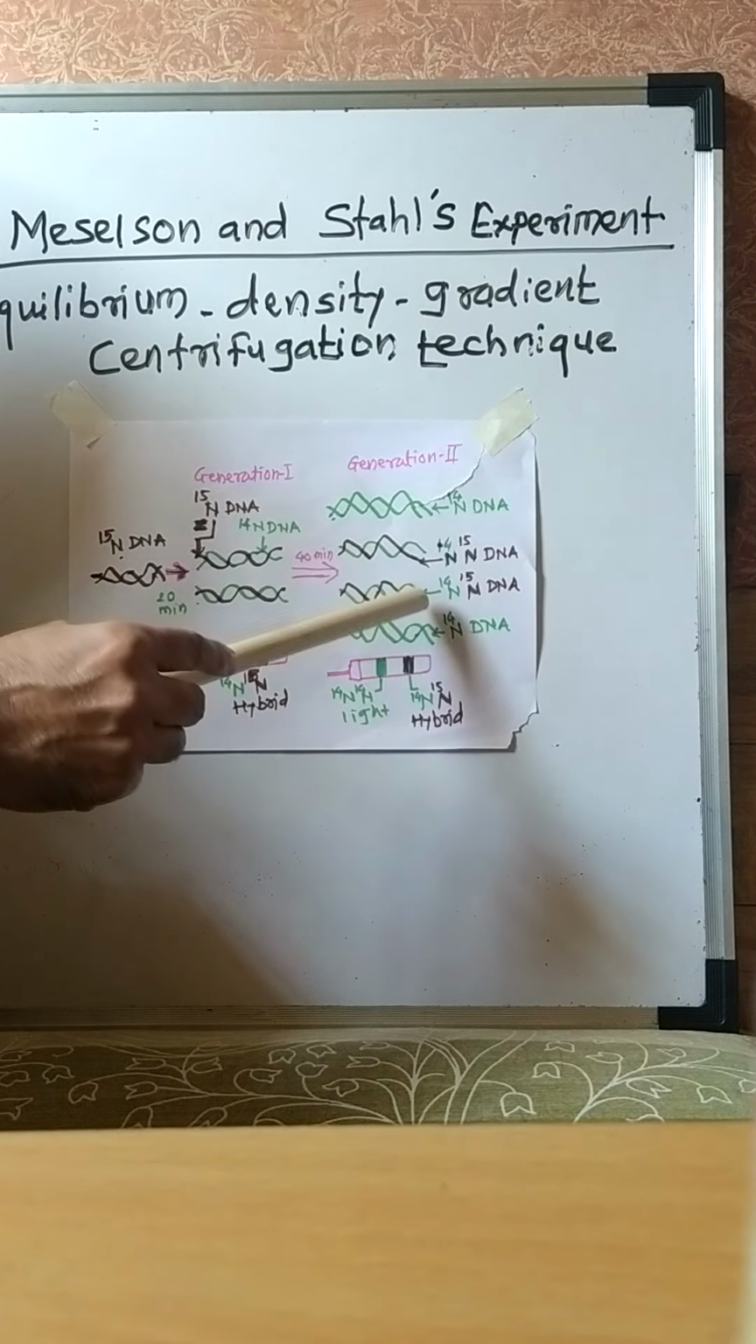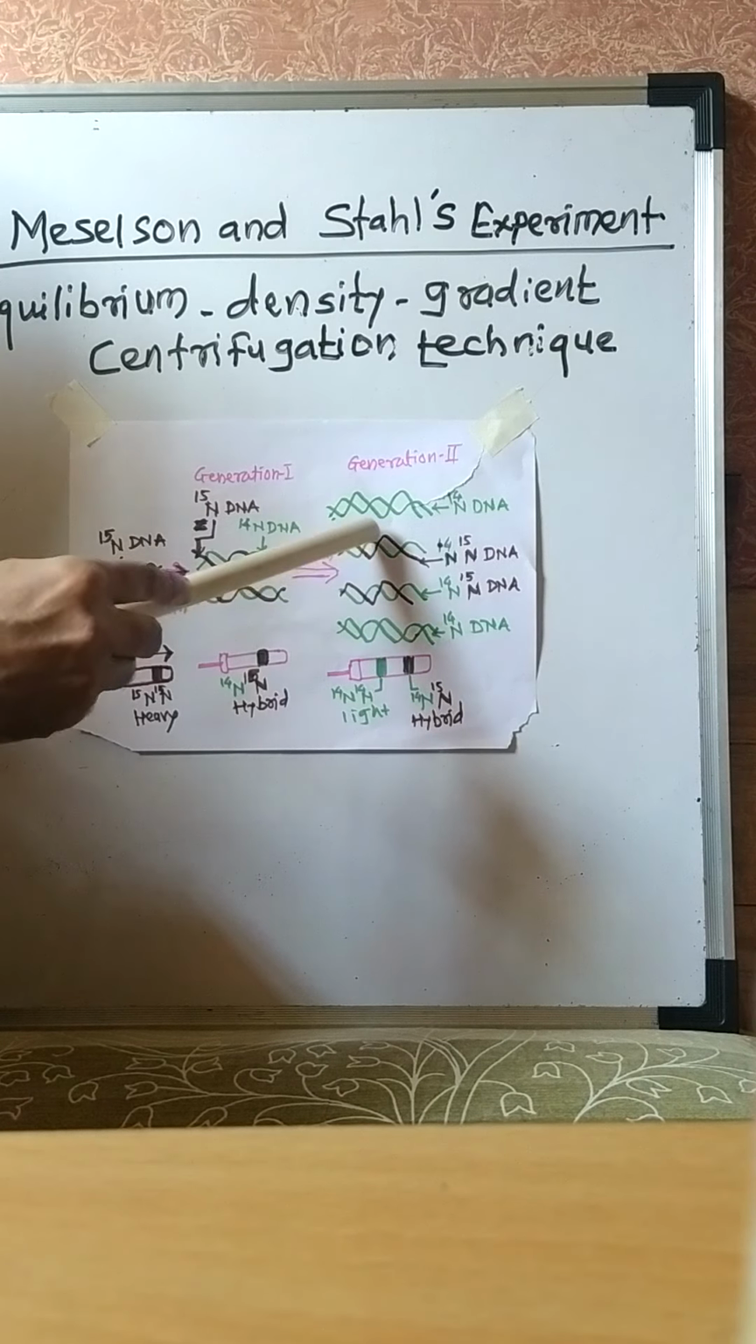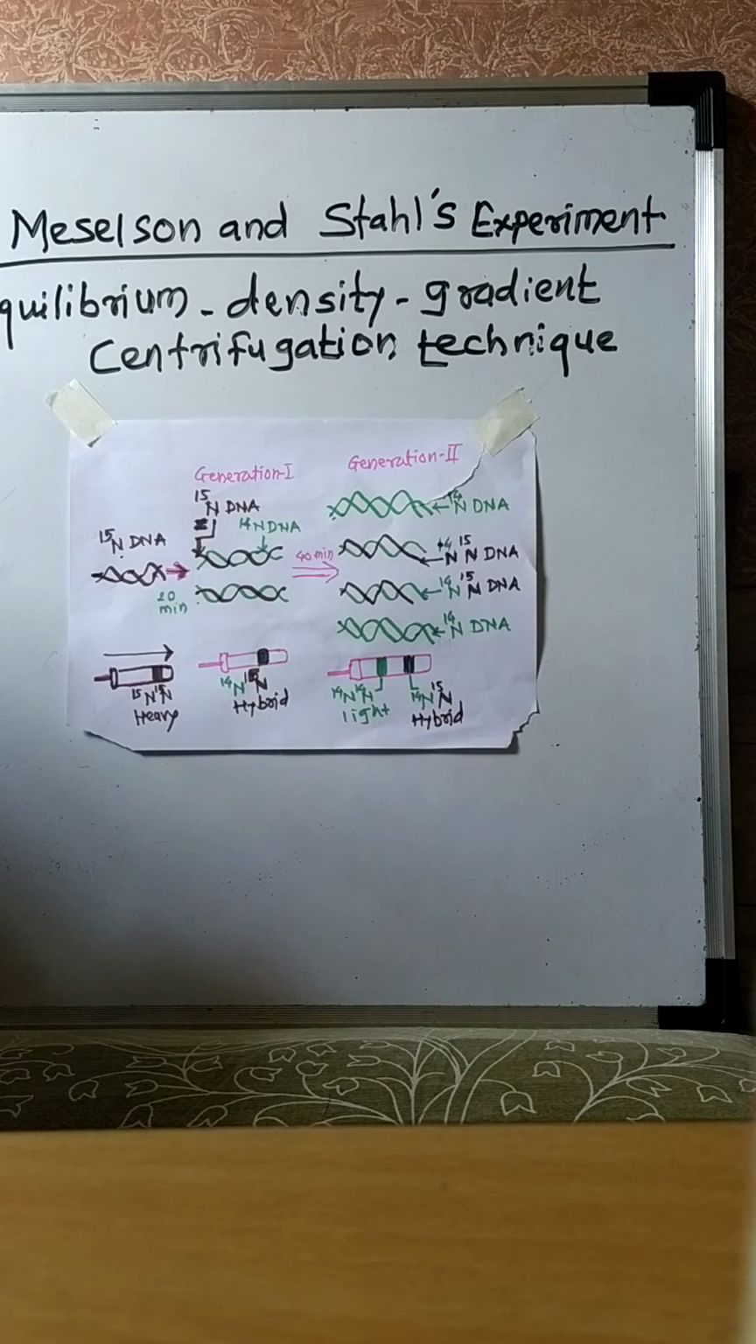The position of the bands after two generations clearly indicates that the replication of DNA is semi-conservative. In short, in the daughter DNA, one strand is conserved from the parent and only one strand is newly synthesized. That means 50% of the DNA is old and 50% is new. So it proves the semi-conservative replication of DNA.